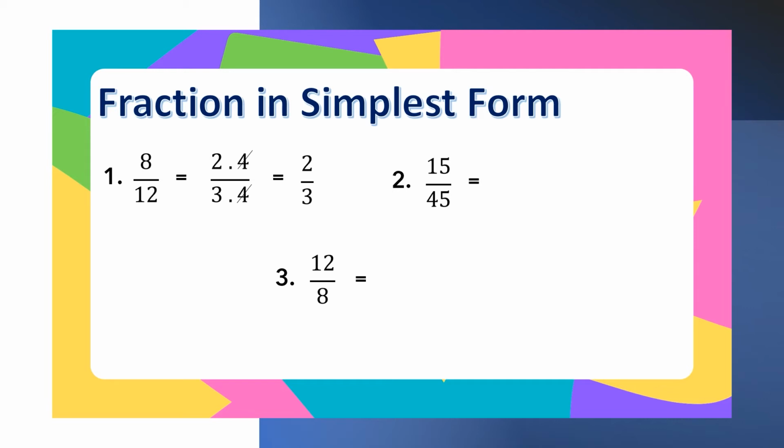Number 2, we have 15 over 45. The factors of 15 are 1 times 15, and the factors of 45 are 3 times 15. Its common factor is 15, so we have to cancel it out, and the final answer is 1/3. And for number 3, we have 12 over 8. The factors of 12 are 3 times 4, and the factors of 8 are 2 times 4. Its common factor is 4, so the remaining answer will be 3 over 2.